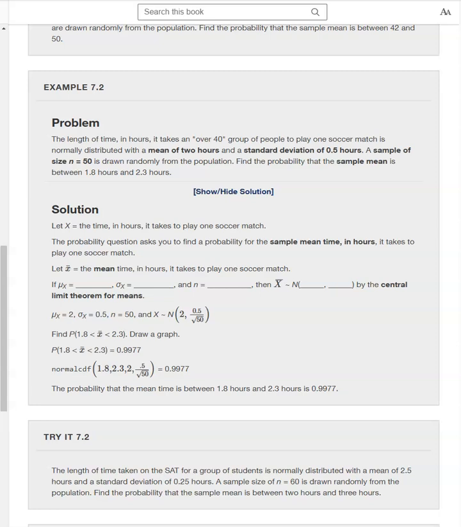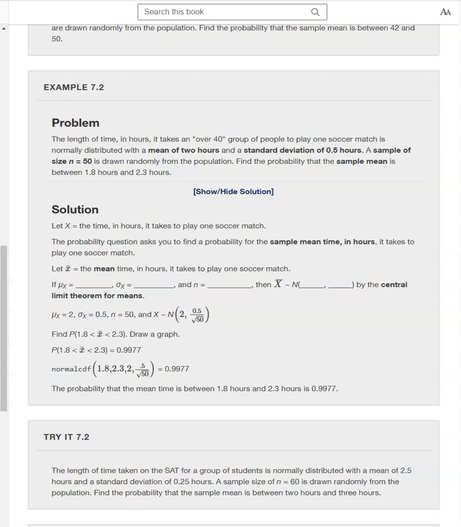And the notation would be X bar tilde N, open parentheses, and we usually give the mean and standard error. I'm not going to say standard deviation, right, because we have a sample larger than 1. So the standard error is going to be the standard deviation divided by the square root of N. And we want to find the probability that the sample mean is between 1.8 hours and 2.3.